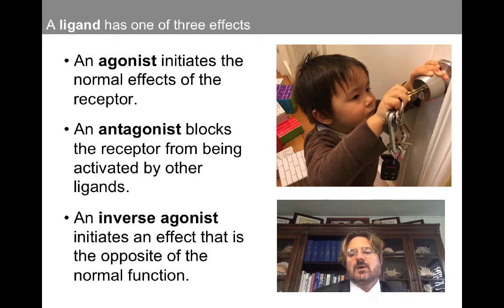It would be akin to a key that's placed into a door, but the one who puts the key in does not actually lock the door. As a result, it's occupying the space, kind of like an antagonist that's occupying a receptor, but it doesn't actually exert the effect that defines an agonist. Now, an inverse agonist is an agonist that actually initiates an effect opposite the normal function. So we can say if you were to put that key into the door and unlock the door, that would be akin to an inverse agonist if an agonist was locking it.